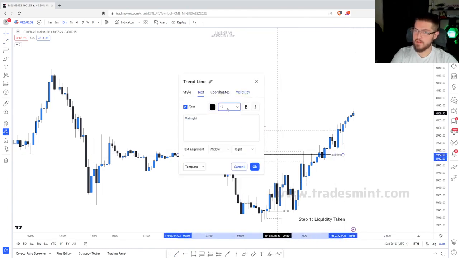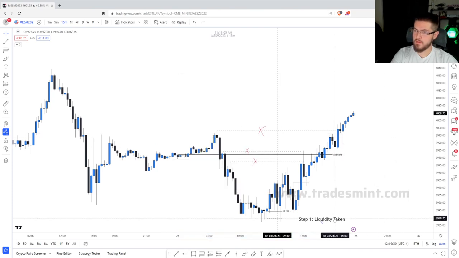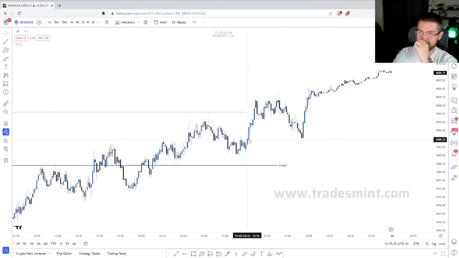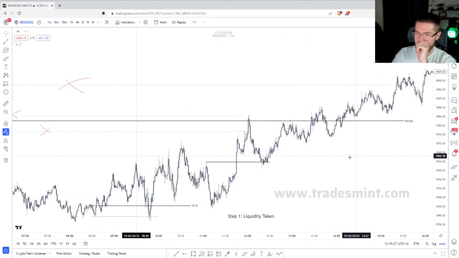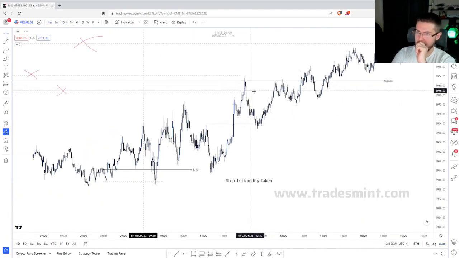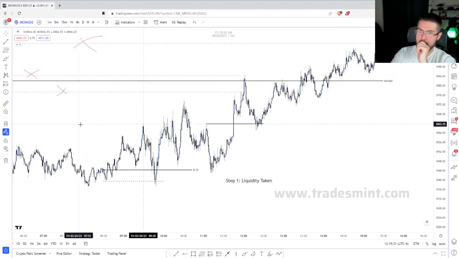I want to make the text smaller. I think that looks cleaner. Anyways, if we're right, if we can target the midnight open or liquidity near it.